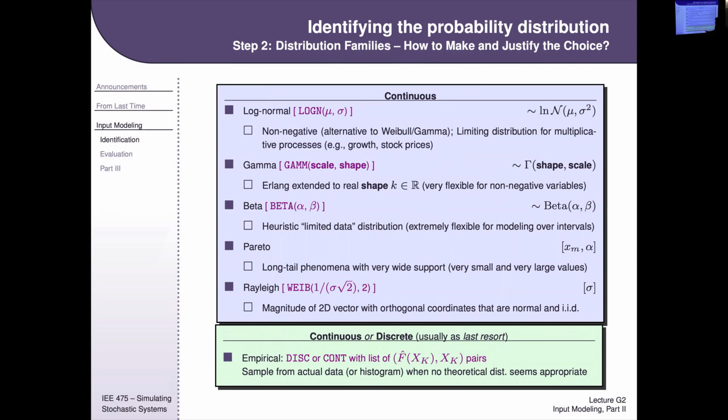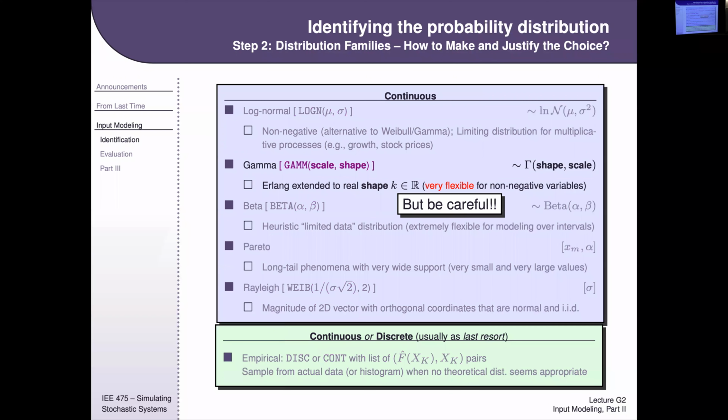And then if worse comes to worse, as a last resort, you can take your raw sample CDF and dump it into disk if it's discrete, or cont if it's continuous. Arena will generate data that will statistically match, even though you may be missing out on those important structures like we talked about when we started the class.